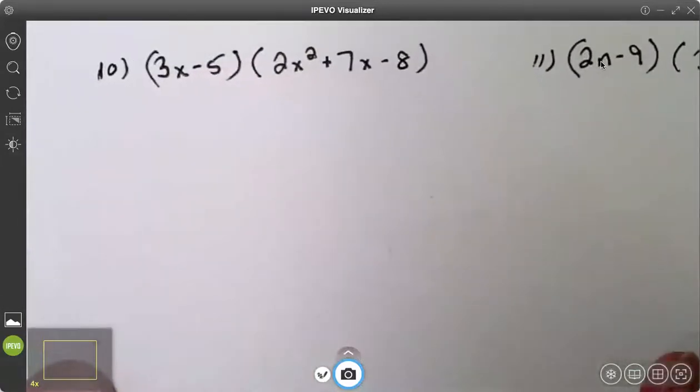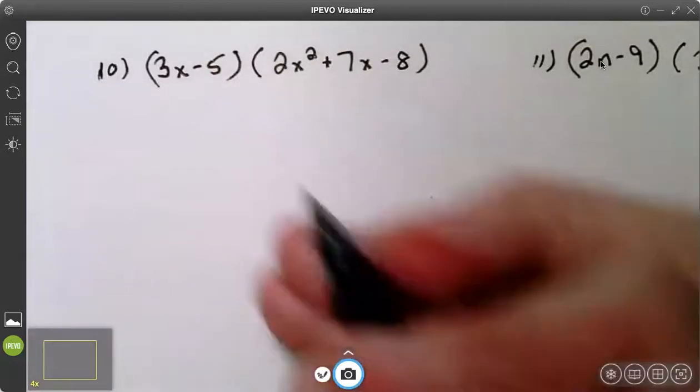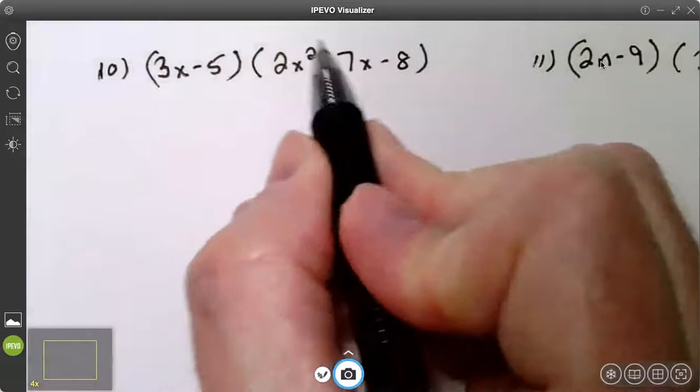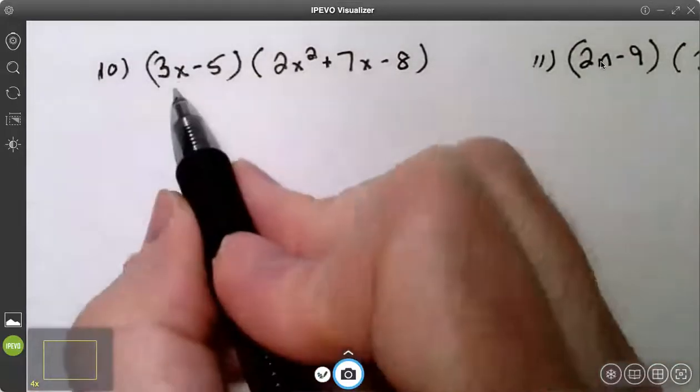All right, try number 10. This time I'm multiplying 2 terms times 3 terms, so I'm going to get 6 terms before I combine like terms. When I distribute the 3x to all 3 of those, I'm going to get 3 terms.